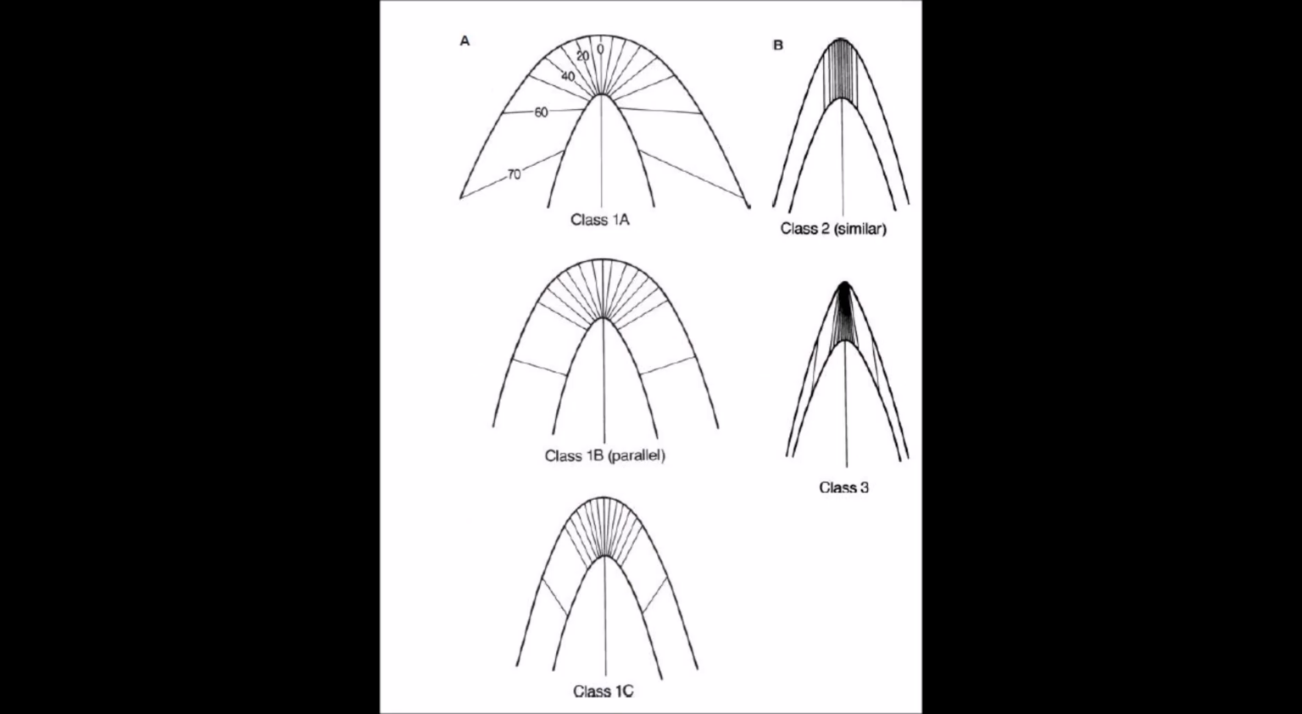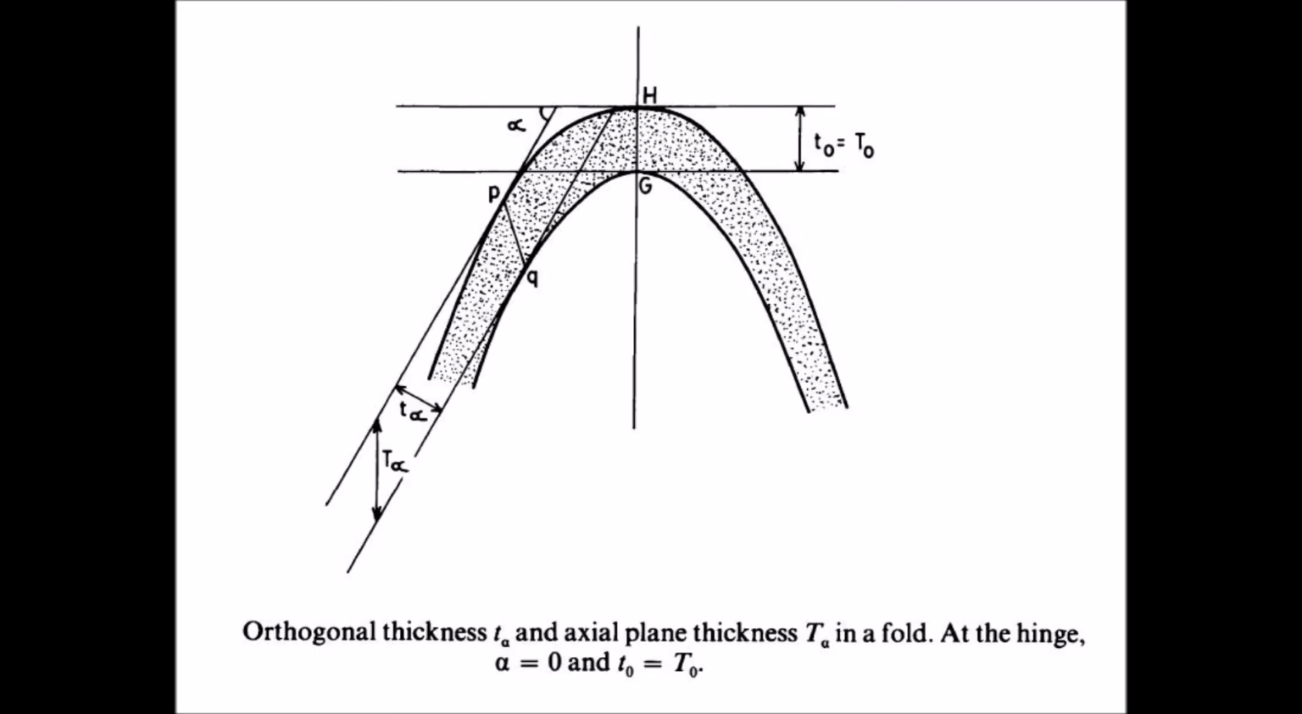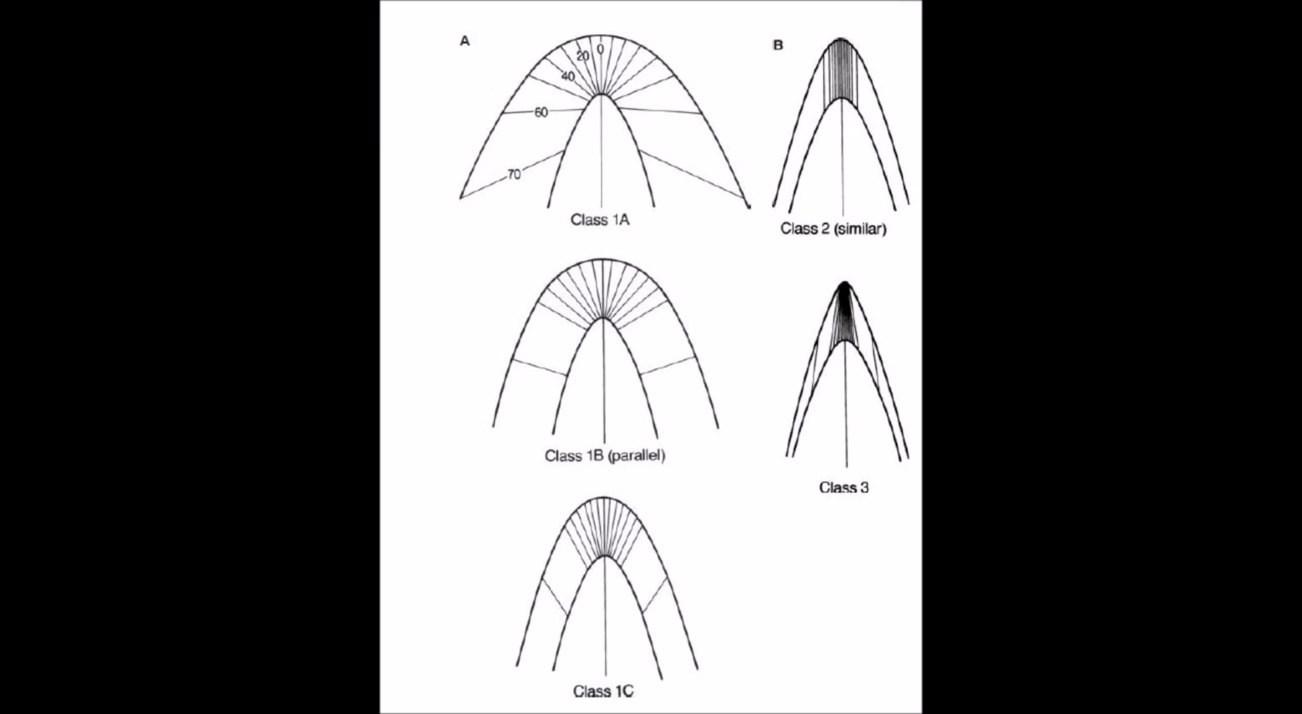As we know, the parallel fold is a class 1B fold. In case of class 1B fold, the dip isogons are not parallel. Dip isogons are parallel in case of class 2, that is similar fold, as it is shown here. Now D is not the answer.